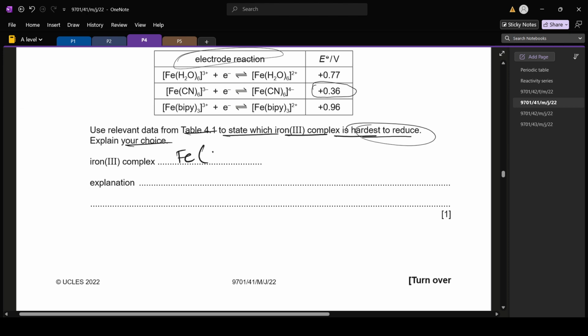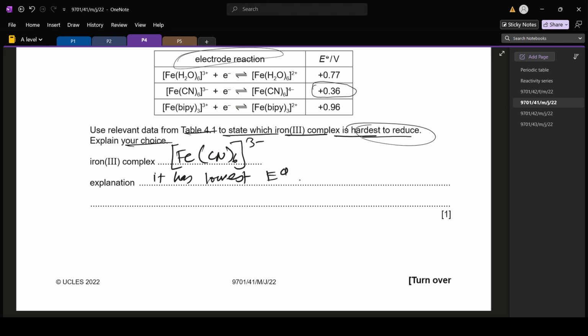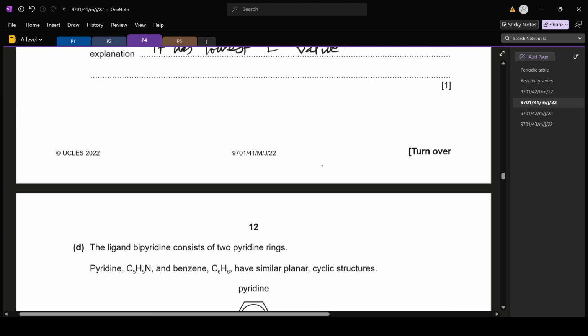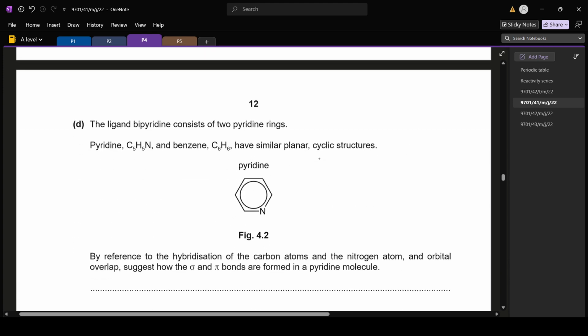Okay, so Fe(CN)6 3 minus. Okay, and what is the reason? Because it has the lowest E node value. Okay, moving towards next part D.